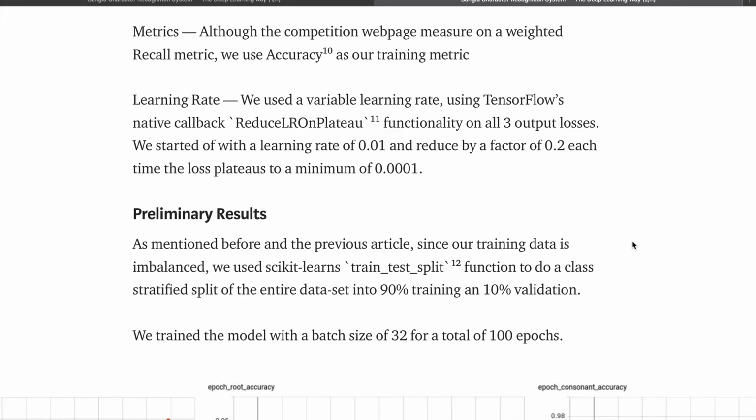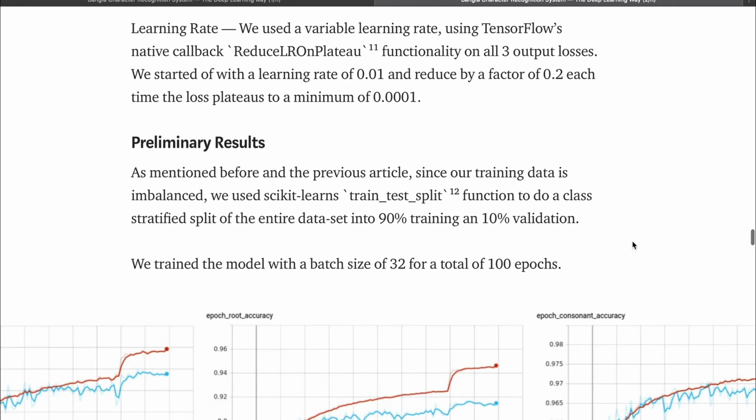Last but not the least, we did use a variable learning rate for this problem, and we are calling TensorFlow's native ReduceLROnPlateau on all the 3 outputs, where we start off, as I mentioned, with a learning rate of 0.01, but then reduce by a factor of 0.2 each time a particular loss plateaus, to the minimum learning rate of 10 to the power minus 4.